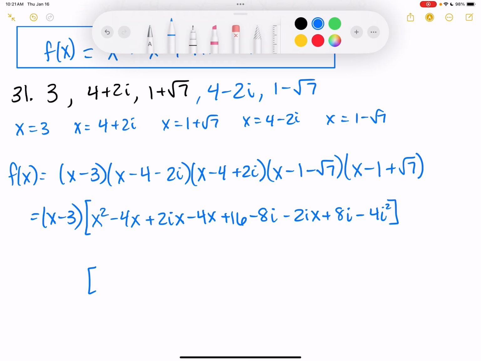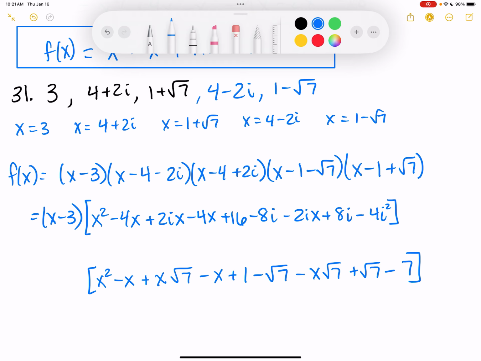So I've got x squared minus x plus x times the square root of 7. It doesn't matter which way you write it, just as long as you have it. Minus x plus 1 minus the square root of 7, minus x times the square root of 7, plus the square root of 7 and then minus 7. That's a lot of square root of sevens. It's a lot of things.